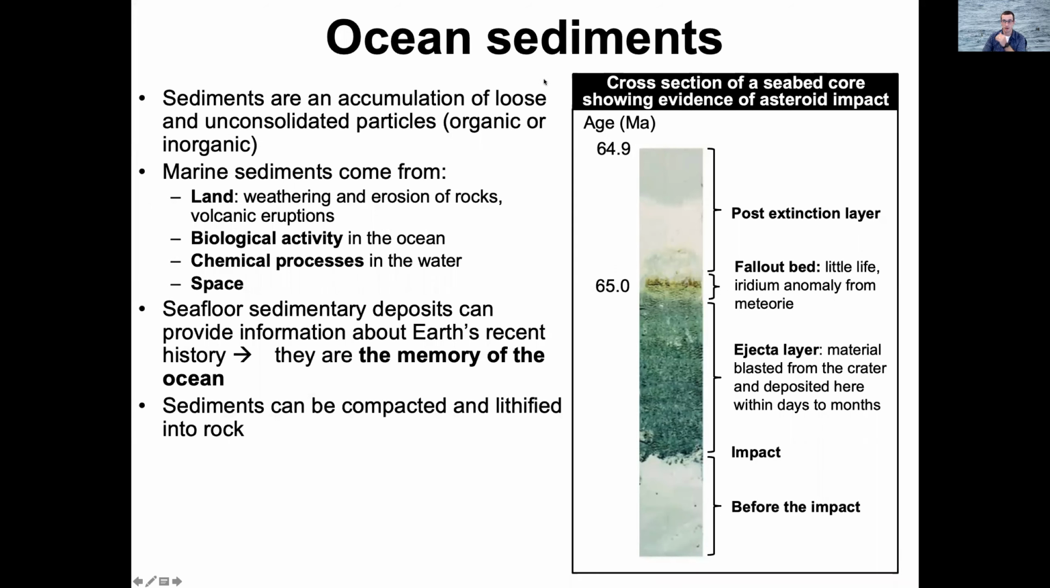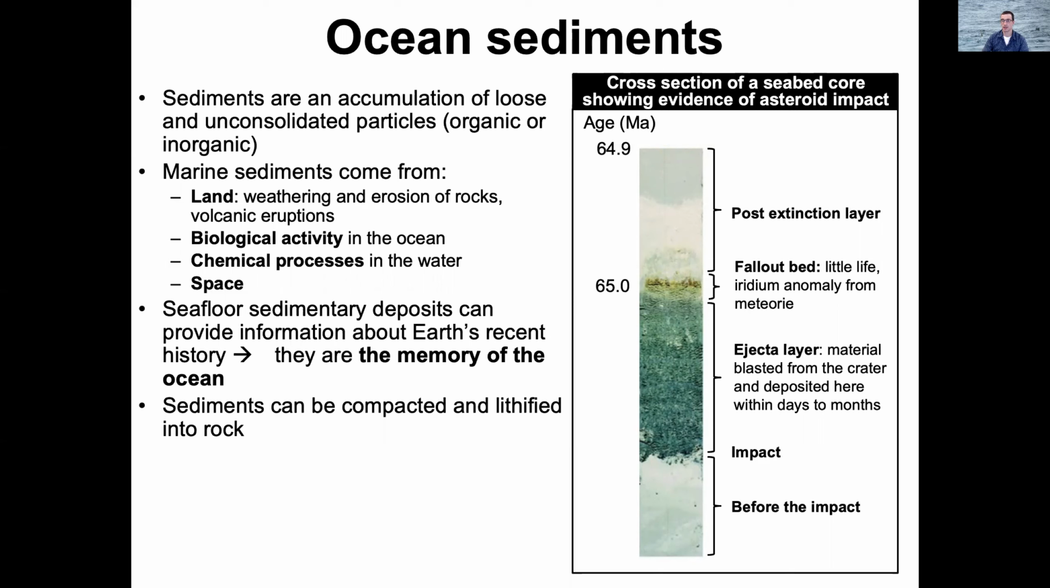So what are sediments? Unlike the plate tectonic section where we were talking about the lithosphere and ocean and continental plates, these sediments are an accumulation of loose and unconsolidated particles. And these can be either organic or inorganic particles.